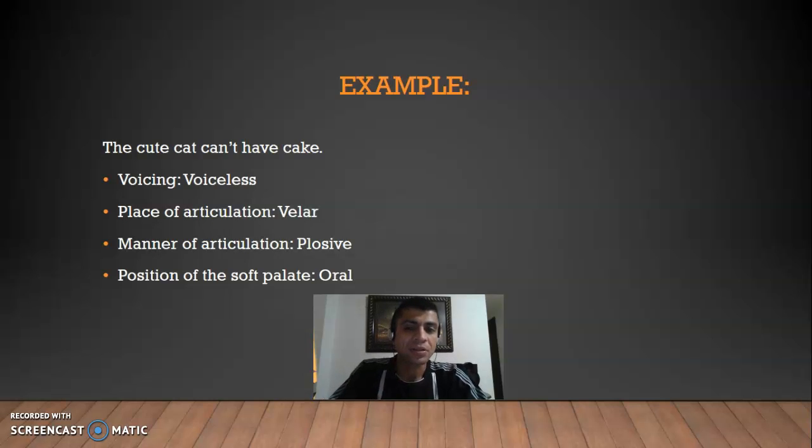The voicing: this sound is voiceless because you don't use the vocal cords. Place of articulation is velar. The manner of articulation is plosive, and the position of the soft palate is oral.